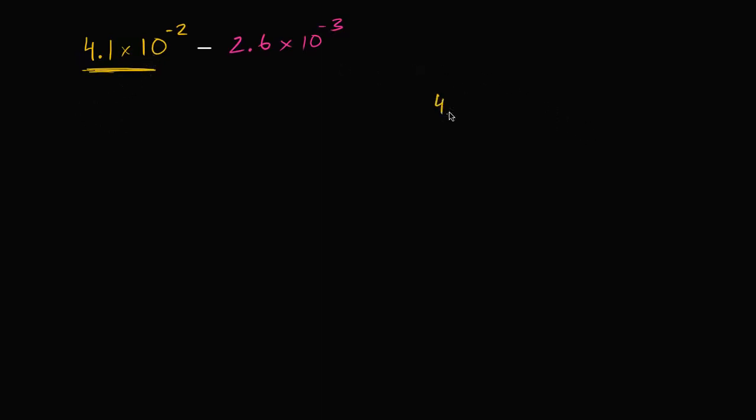So we have 4.1 times 10 to the negative 2. Well, if we want 10 to the negative 2 to go to 10 to the negative 3, we would divide by 10. But we can't just divide by 10. That would literally change the value of the number. In order to not change it, we want to multiply by 10 as well. So we're multiplying by 10 and dividing by 10.